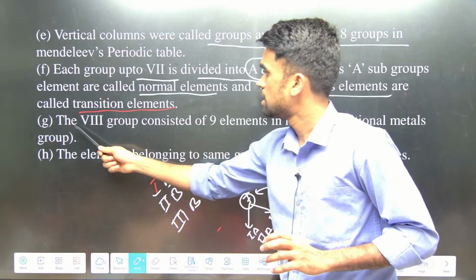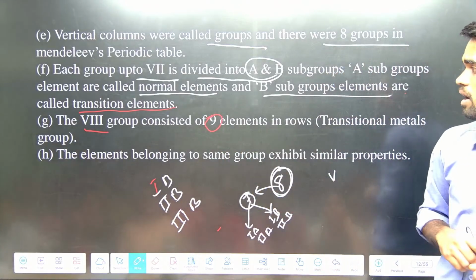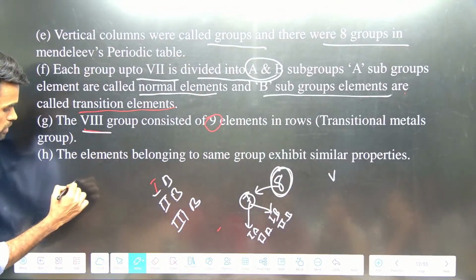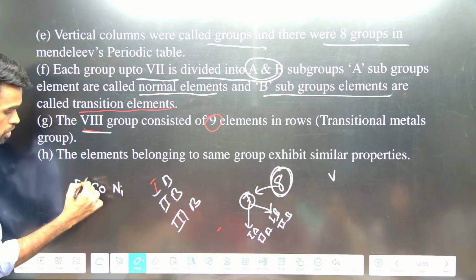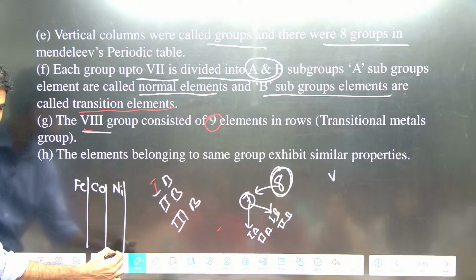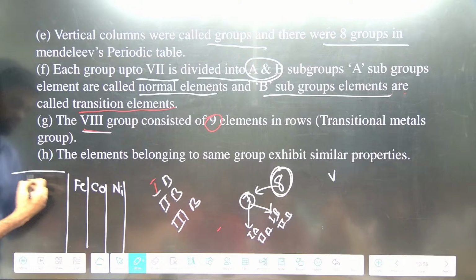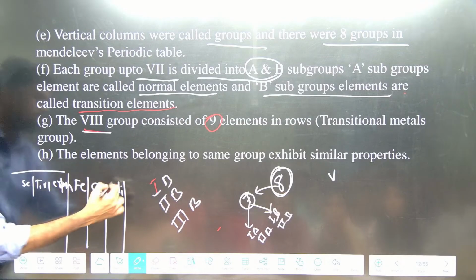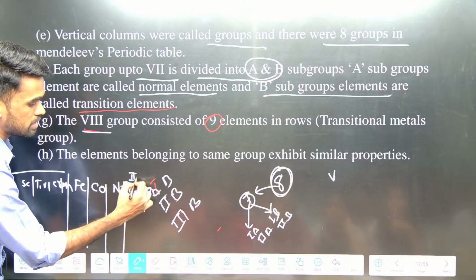Just follow these lines. Now the 8th group consists of 9 elements. What does it contain? 9 elements. So which elements exactly? This 8th group means, you tell me, iron, cobalt, nickel. So here down elements are there now. See, these elements we know. Like whatever comes here: scandium, titanium, vanadium, chromium, manganese. After this again we have copper, zinc, like this. See, the copper family will be considered as 2B.